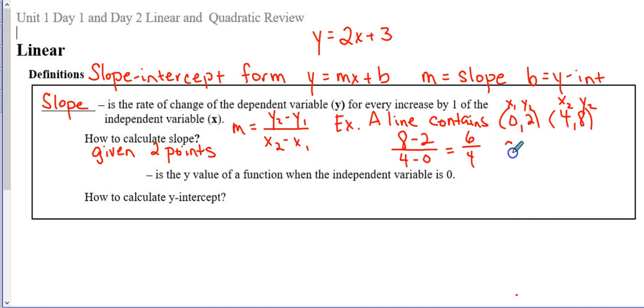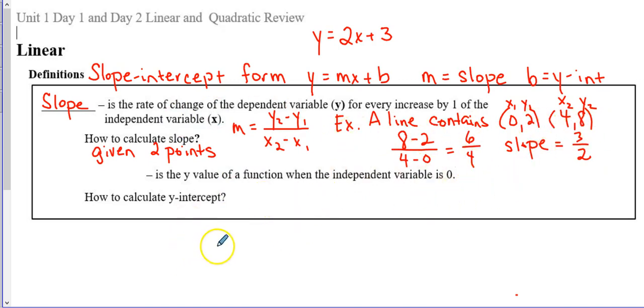So the slope, in this case, would be 3 halves, because we just divide each of these by 2 and get 3 halves. Okay, so that's an example of slope and how you would calculate slope if you're given 2 points.